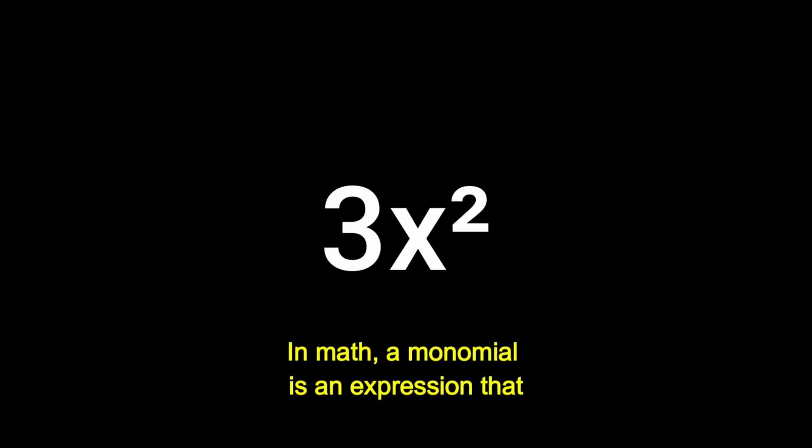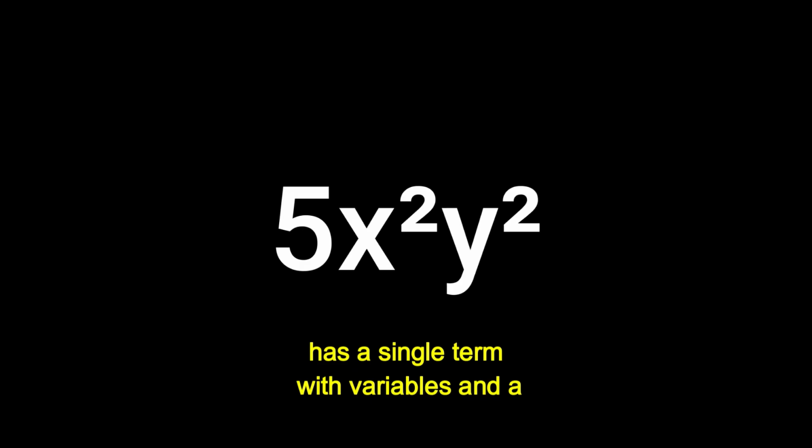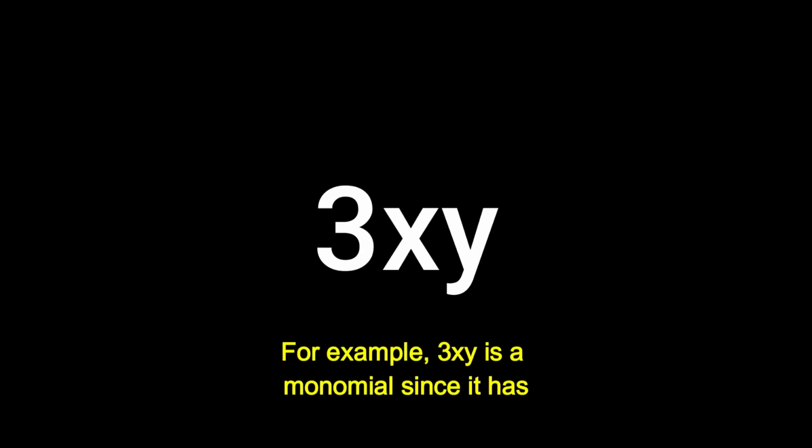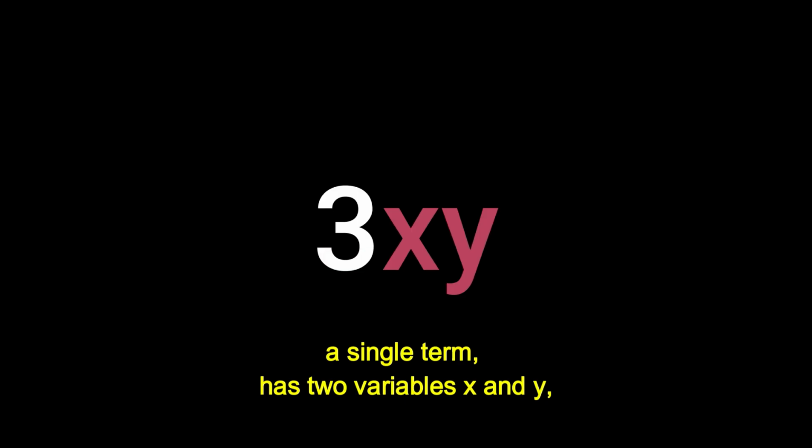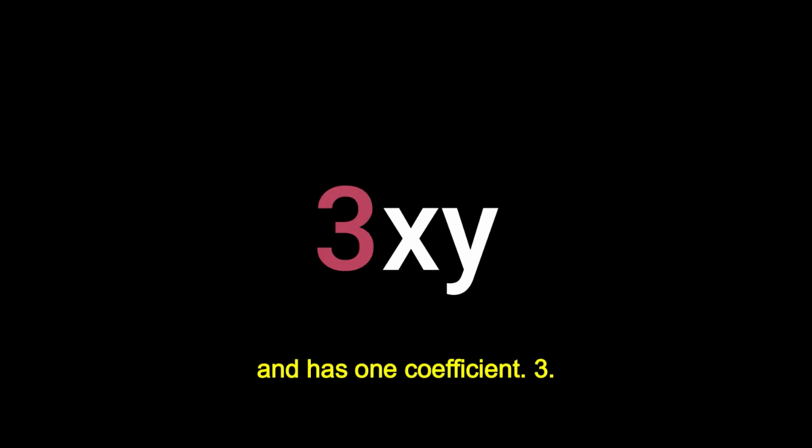Basic math concept number 1, monomials. In math, a monomial is an expression that has a single term with variables and a coefficient. For example, 3xy is a monomial since it has a single term, has 2 variables, x and y, and has 1 coefficient, 3. For a monomial to be considered a monomial, it should meet 3 conditions.